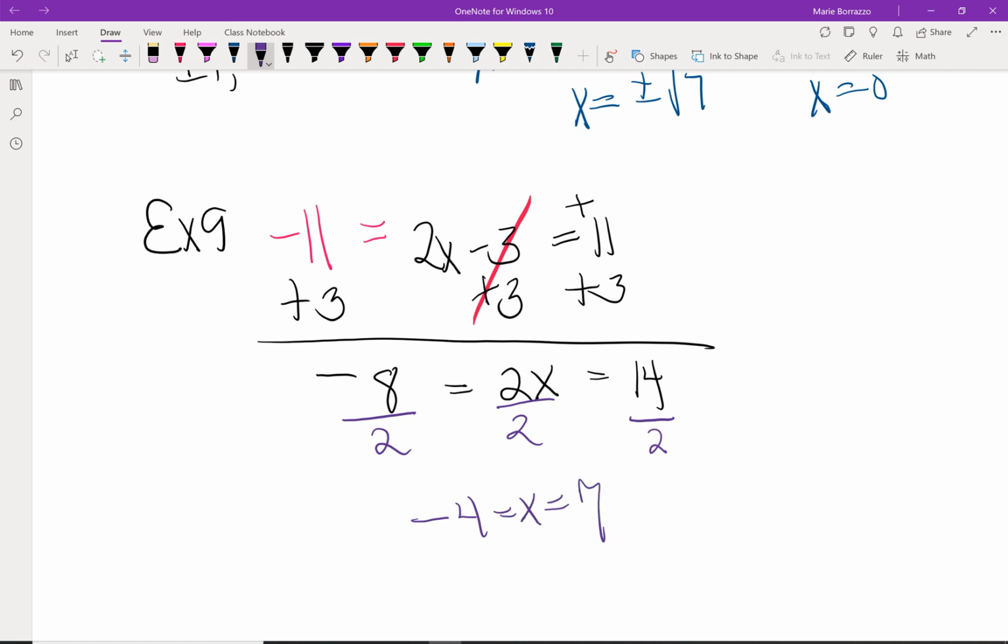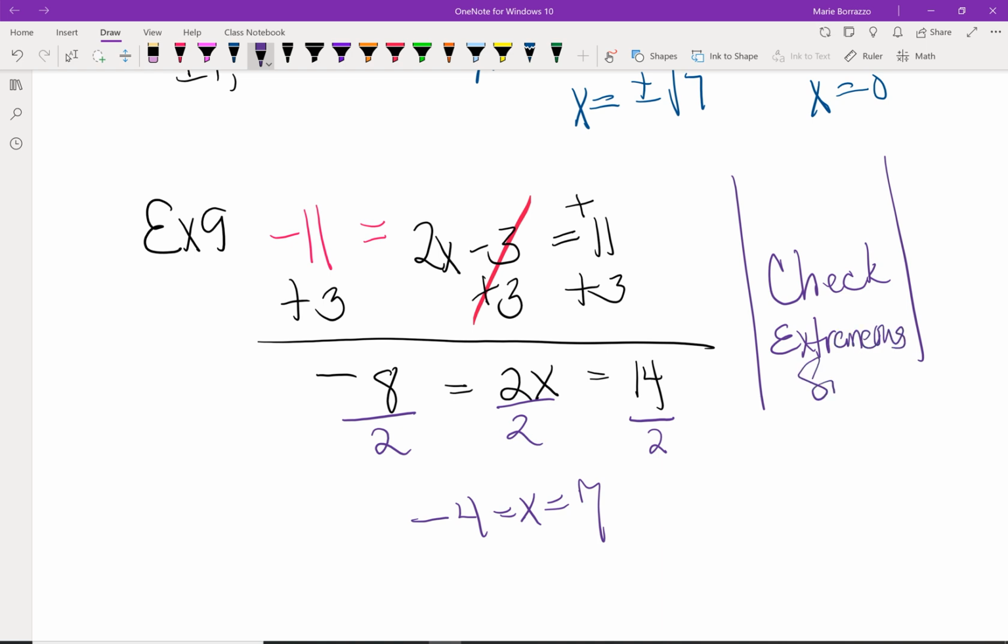Yes, you have to check this. Always check absolute value. So I'm going to do this to remind you. Always check for extraneous solutions. Okay, and hopefully I'm not misspelling this. Always check for extraneous solutions.